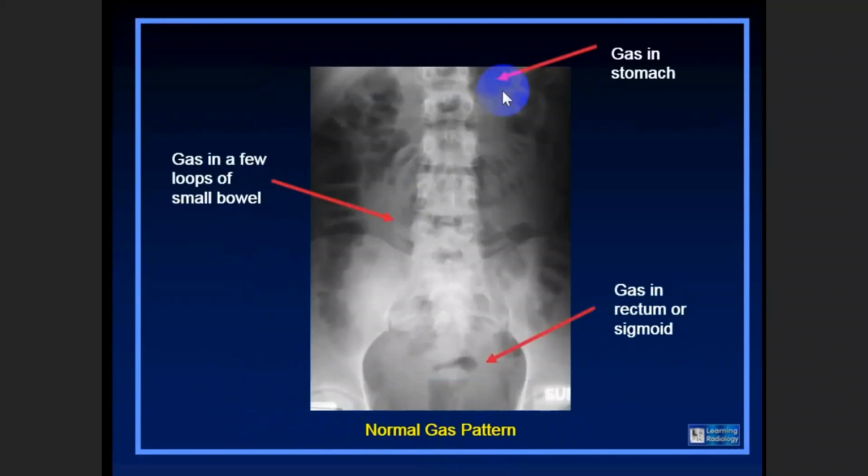Here we have, this is the gas in stomach. In the center, we have gas in a few loops of the small bowel, because the small bowel, jejunum and ileum, and the duodenum are in the center of the abdomen. And in the periphery of the image, this is the cecum, this is the ascending colon, transverse colon, and descending colon and sigmoid, and this is the rectum. So these are normal gas patterns in the abdominal tract.